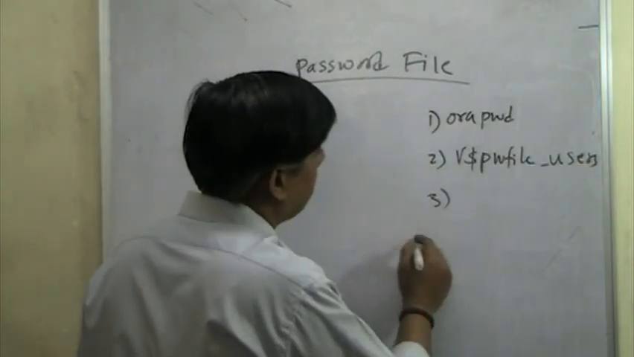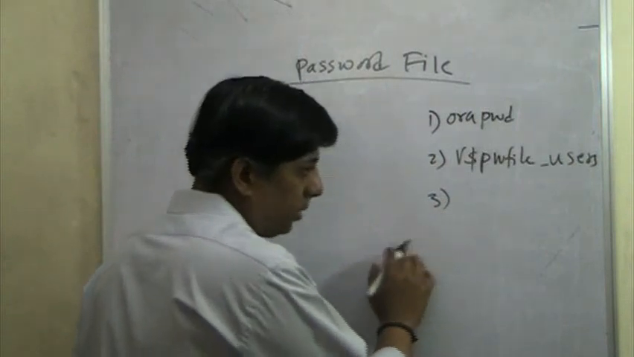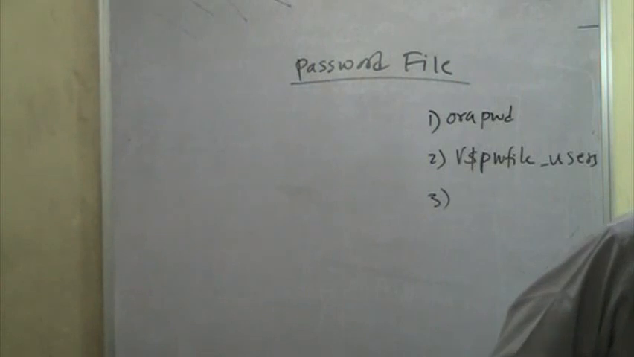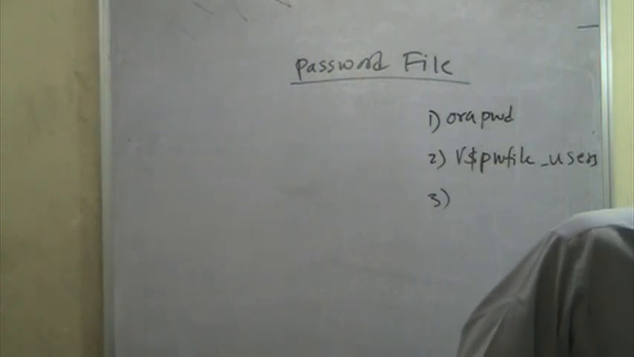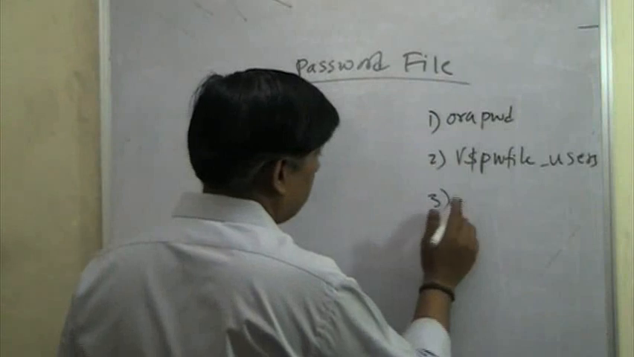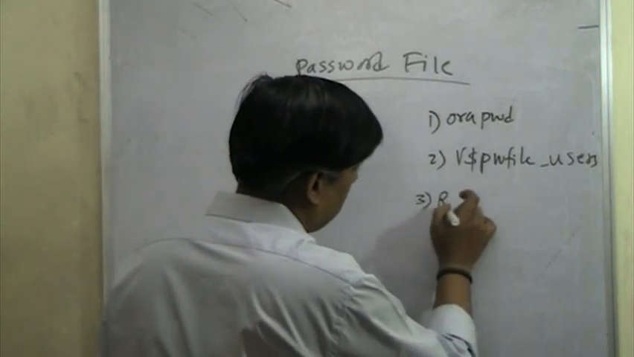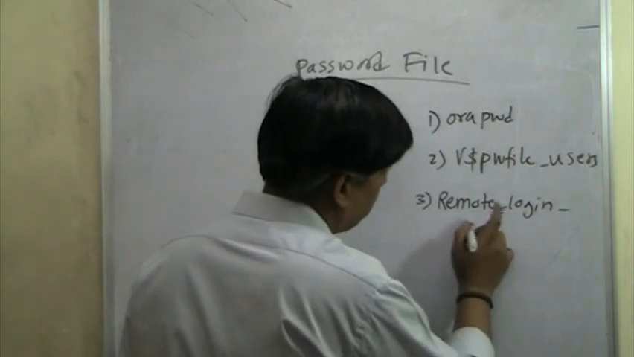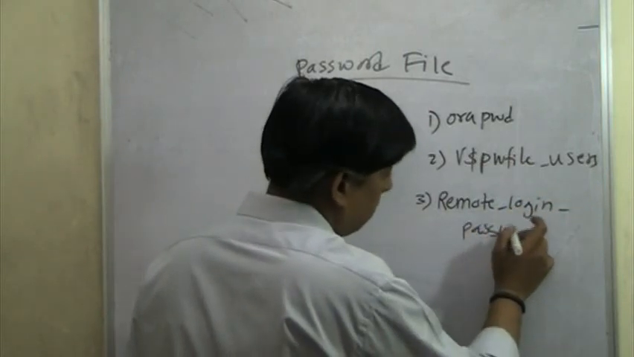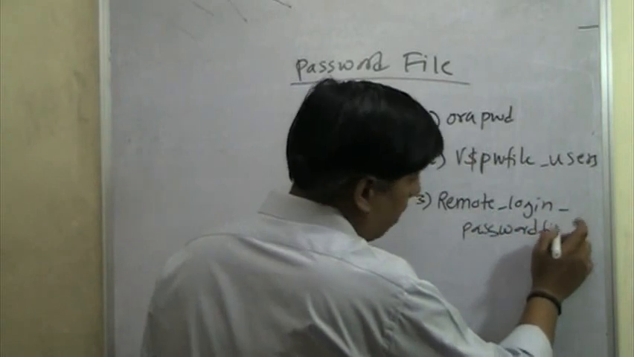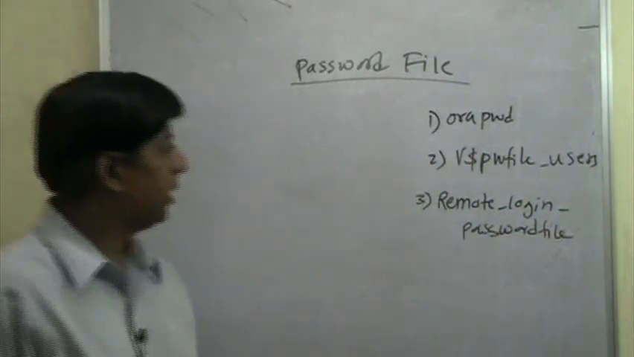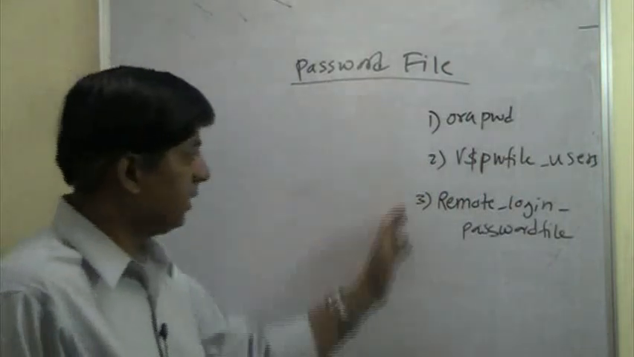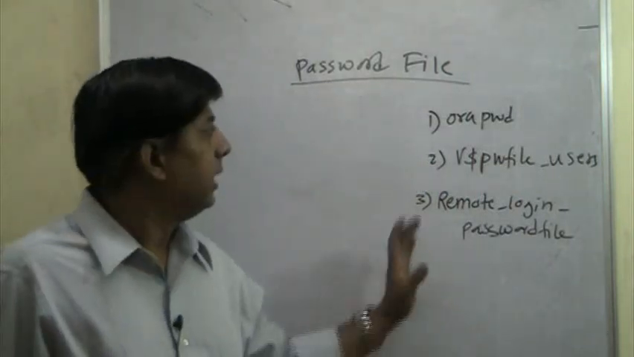And then the third thing you need to know is an init.ora parameter. I'll write it down here. 3, remote login password file. Remote underscore login underscore password file is the init.ora parameter. So these are the only 3 things that we need to learn in this section.